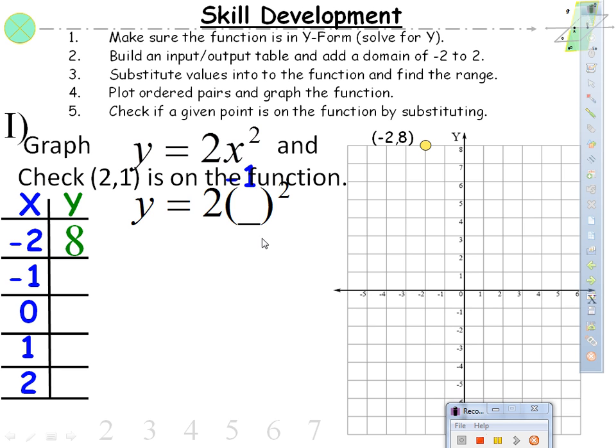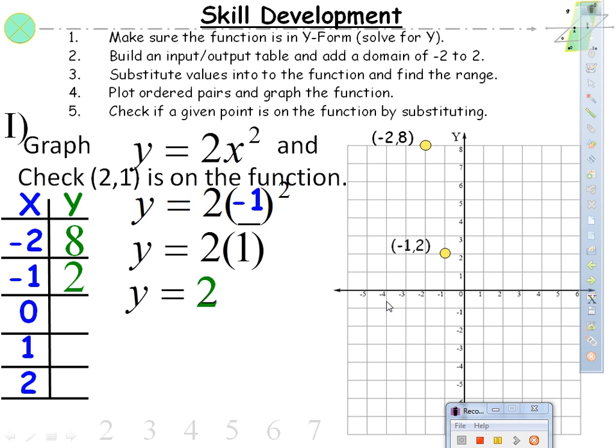What is -1 squared? 1. So this is y equals 2 times 1. What is 2 times 1? 2. And that goes over here. And to plot our point is at -1 and 2 right there. And you write your coordinates.